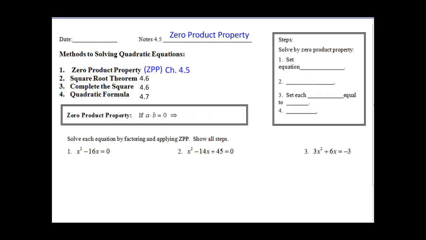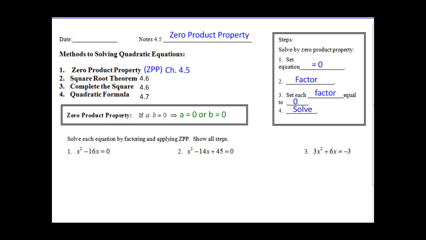To solve by zero product property, if we look over here on the left, if A times B equals 0, then what do we know? You know that A has to be equal to 0, or B has to be equal to 0, or both. So in order to do this, number 1 on the steps, we're going to set the equation equal to 0. By setting it equal to 0, we are now going to factor. So hopefully we can factor our quadratic. Then we have 2 binomials equal to 0, so we set each factor equal to 0, and then we solve for that variable. And we should get the answer that relates to the zero product property.